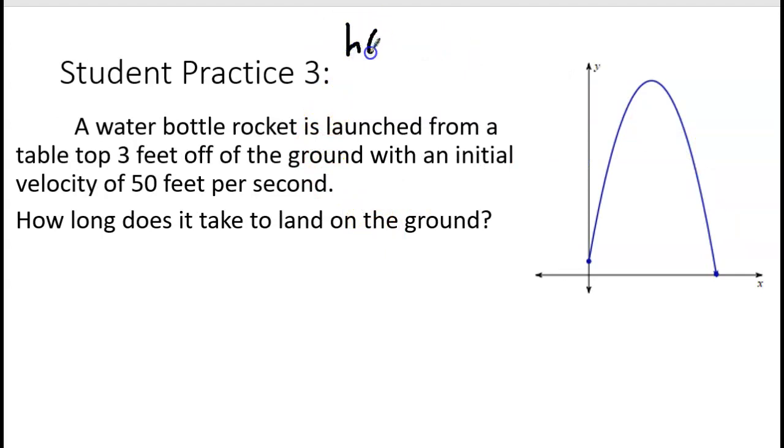Once again, I'll remind you what your quadratic equation was that you guys have been working with. Yours was negative 16t squared plus 50t plus 3. Okay, so go ahead and see if you guys can find out how long it takes to land on the ground. Pause the video here, and when you unpause it, you'll see the solution.